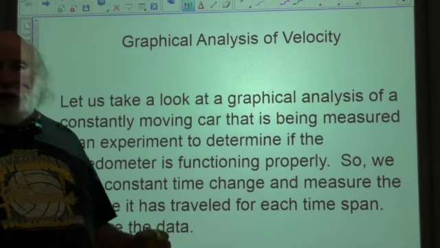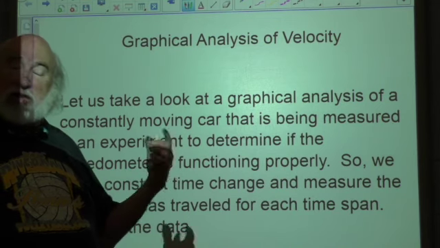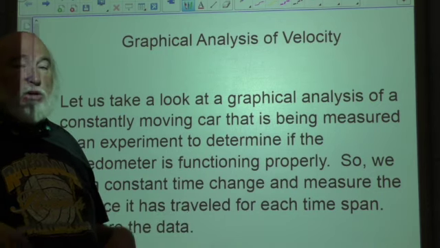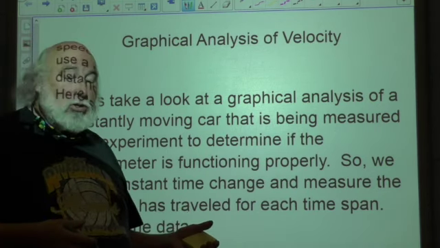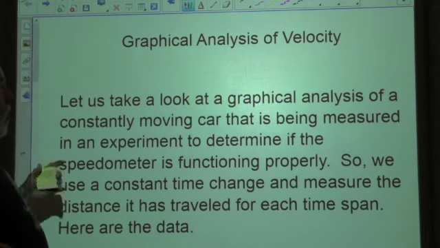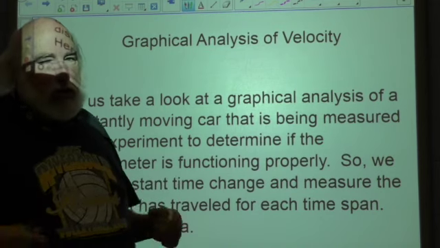And then the slope of the line is going to be y2 minus y1, which would be, in this case, d2 minus d1, over x2 minus x1, which becomes t2 minus t1. So this is called a graphical analysis, what we are about to do. We're going to use a graph to come up with our equation.